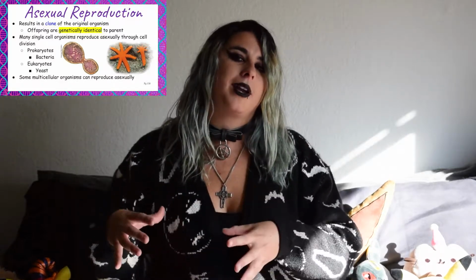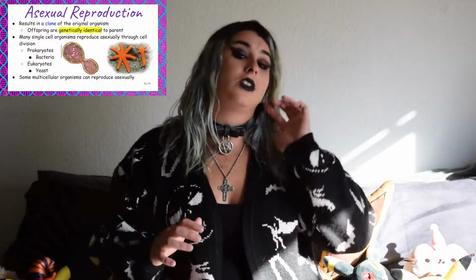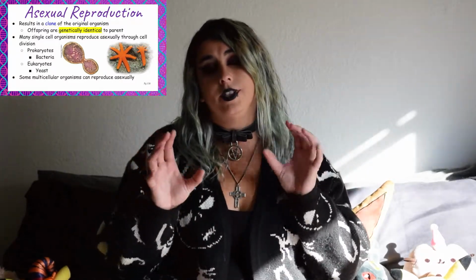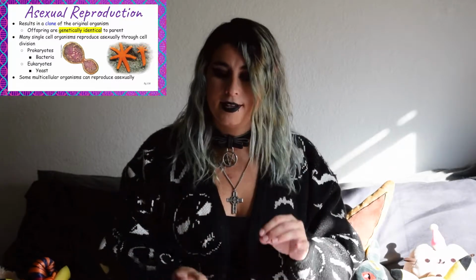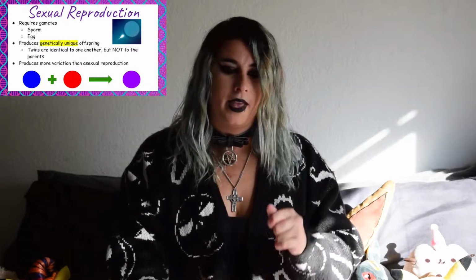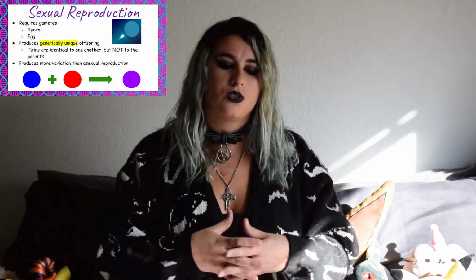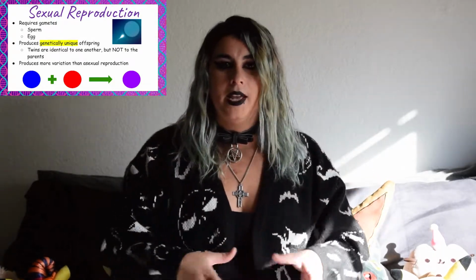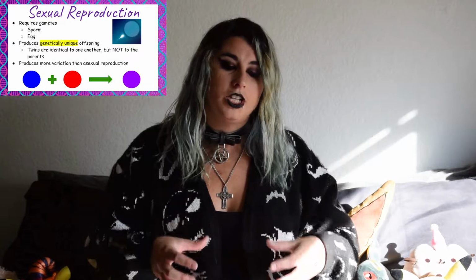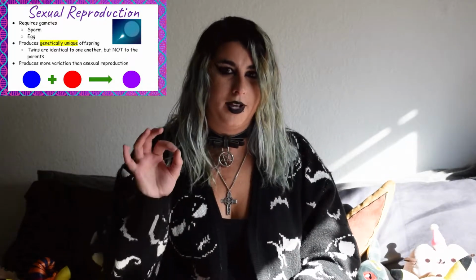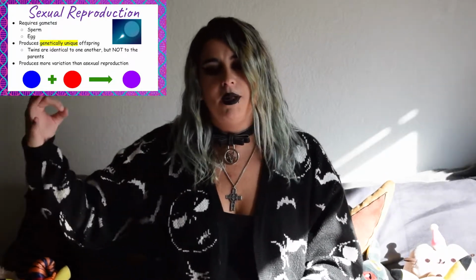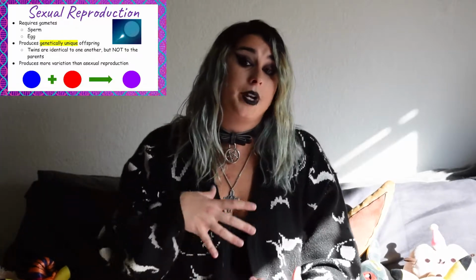Now, to go on a quick aside before we really get into the nitty-gritty of the form of cell division we're going to talk about today, we're going to discuss very briefly sexual reproduction. Sexual reproduction requires some form of gametes, so sperm and egg. And the big thing about sexual reproduction is it produces genetically unique offspring, with a little asterisk. Yes, you can get identical twins, triplets, that will be identical to one another.